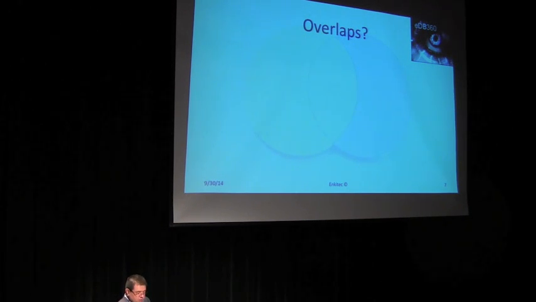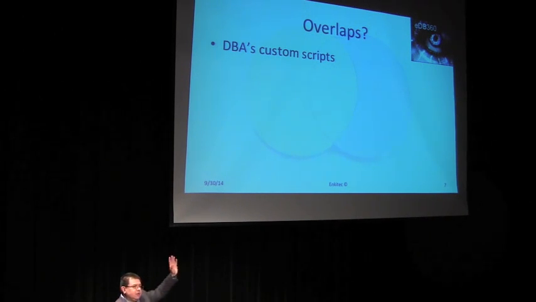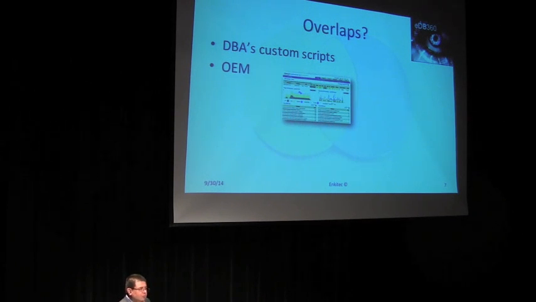Overlaps with other tools, yes, there are some overlaps. Of course, the first one is DBA's scripts. Every DBA has a bunch of scripts. And who is a DBA here? Oh, pretty much everyone is a DBA. So you know you have a bunch of scripts, right? So we have some overlaps. We also have some overlaps with OEM. I mean, once you see EDV360, you say, yeah, I can do the same with OEM.